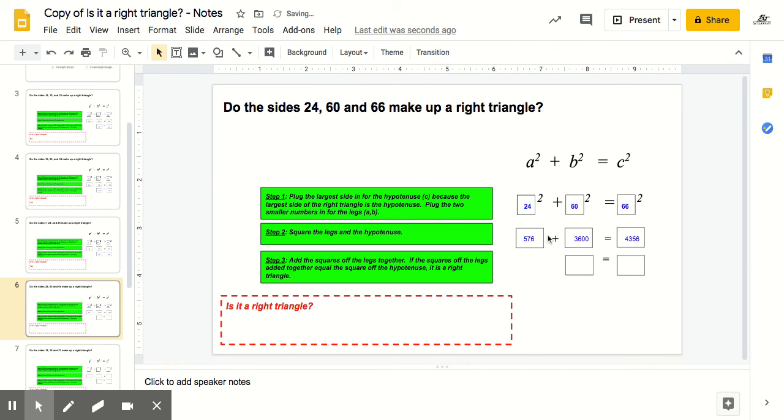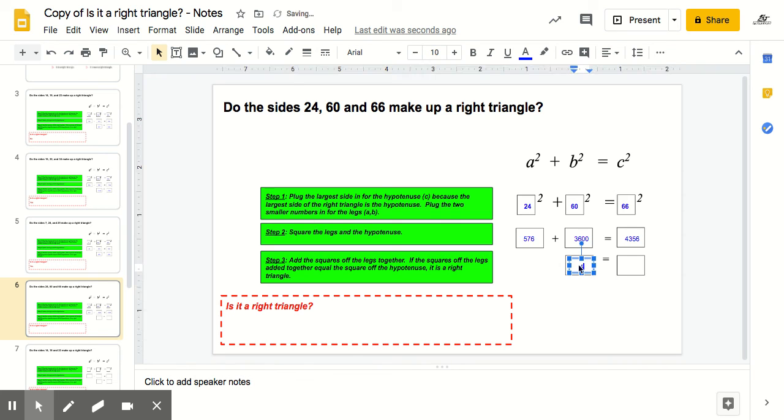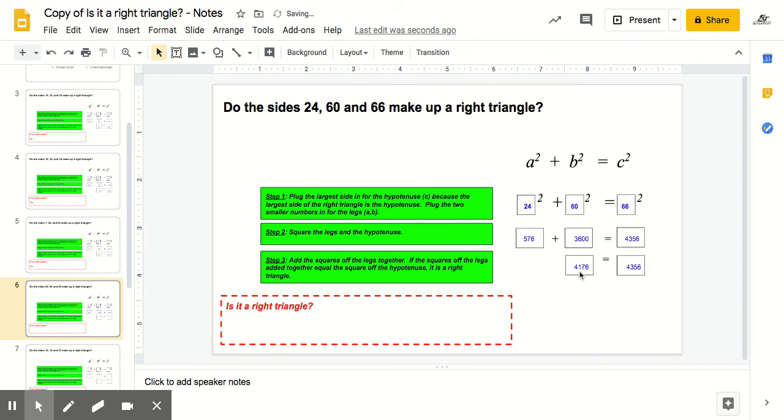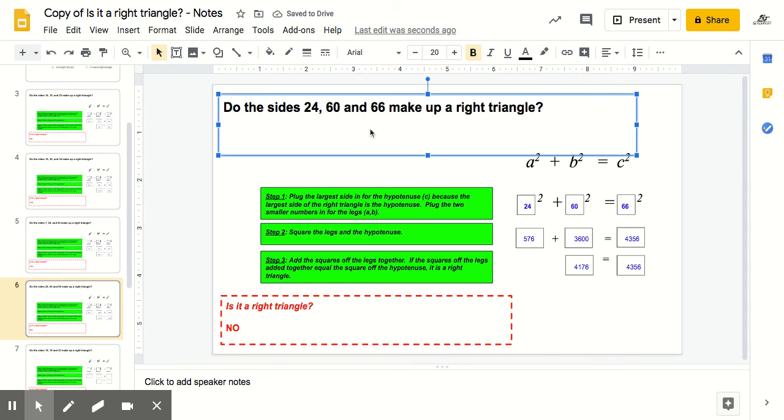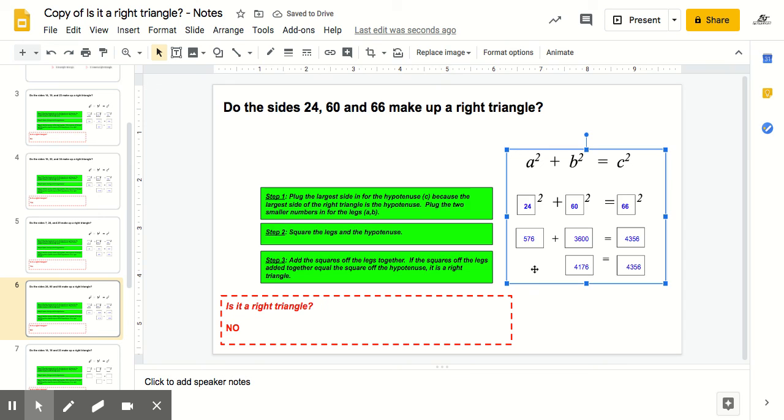Okay, now add your two squares of the legs together and see if they equal your hypotenuse squared. So when I add 576 plus 3,600, we get 4,176. So you now have to ask yourself, does 4,176 equal 4,356? No, it absolutely does not. They are not the same number. So that tells me no, these three sides do not make up a right triangle.